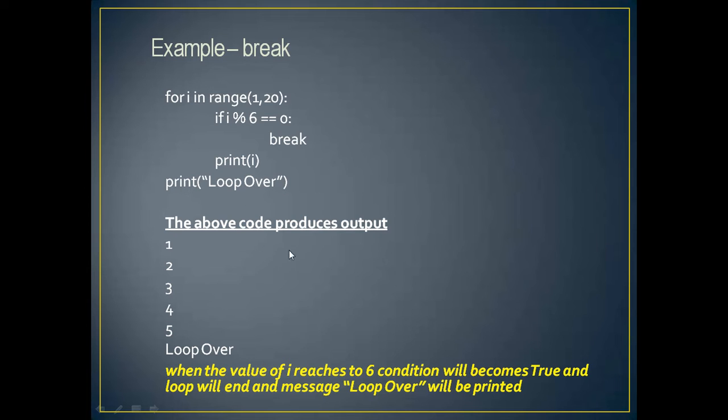The above code produces output C. When i is 1, not divisible, printed; 2, not divisible, printed; up to 5, not divisible, printed, and 6 is divisible by 6. Therefore, it comes out and prints the statement loop over. When the value of i reaches 6, the condition becomes true, the loop will end, and the message loop over will be printed. I will illustrate this with the example.